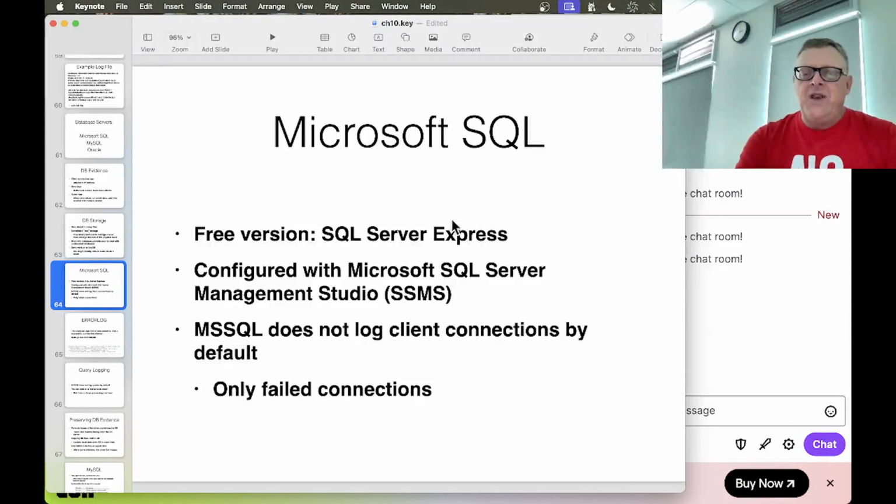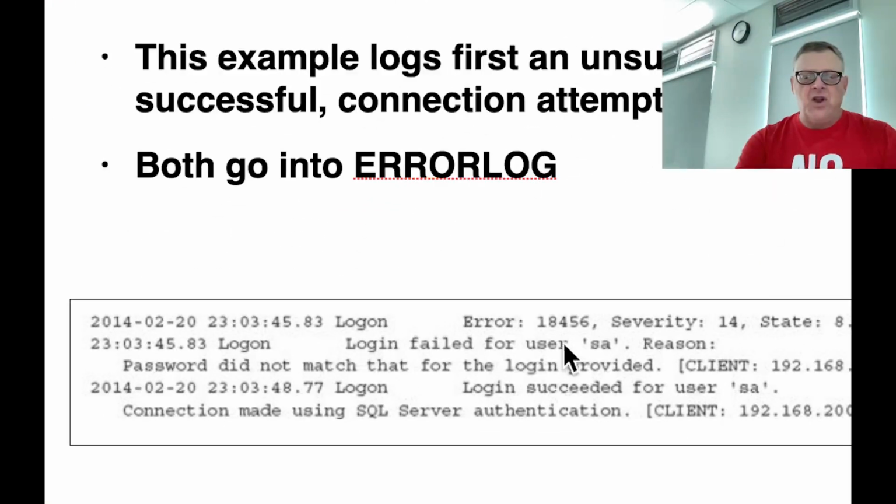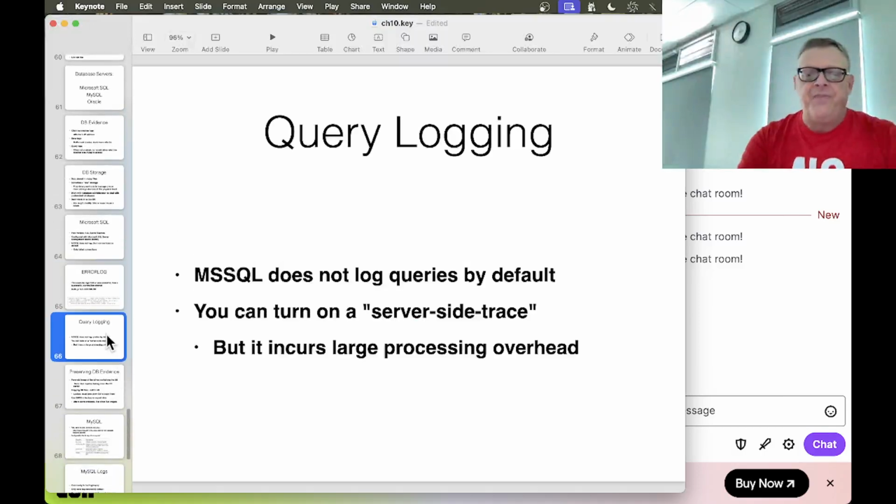All right, so Microsoft SQL has a free version and a commercial version. It doesn't log connections by default, only failed connections. So you probably have to turn on more logging if you want to have enough information to be useful. Here's an unsuccessful and then a successful connection attempt. So here's login failed, here's login succeeded. And it would be nice to support them both, but of course the more important ones are the ones that fail because those are likely the attacks.